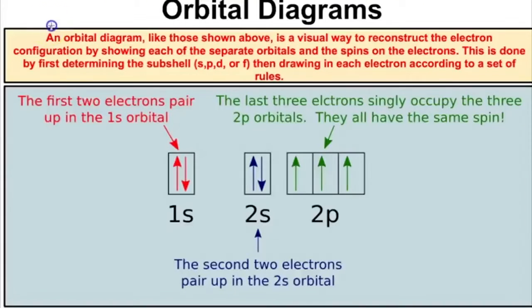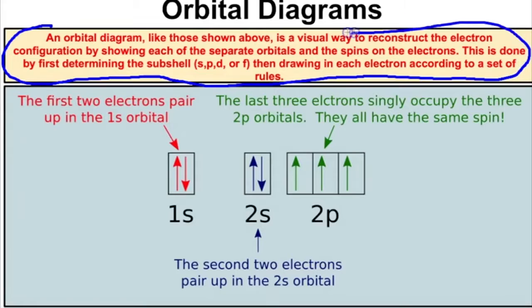An orbital diagram is a visual way to reconstruct the electron configuration by showing each of the separate orbitals and the spins on those electrons that are in those little orbitals. So basically, an orbital diagram is a visual representation of an electron configuration.